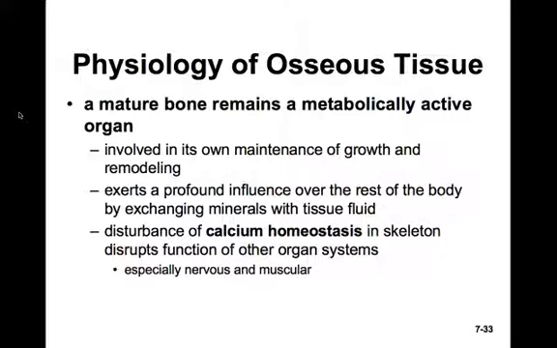So it's probably evident now that even when bone is fully formed, it remains metabolically active, and it has many roles to play. It's involved in its own maintenance of growth and remodeling, and has a profound influence over the rest of the body by exchanging minerals like calcium with the tissue fluid. Disturbances of calcium homeostasis in the skeleton will disrupt the function of other organ systems, and it has an especially large effect on the nervous and muscular systems.